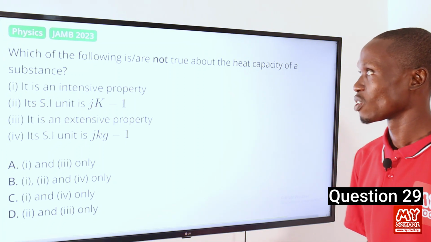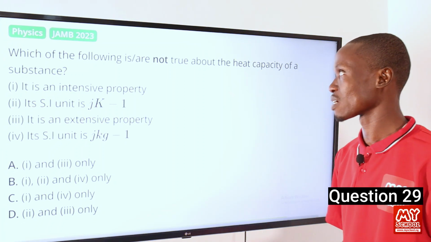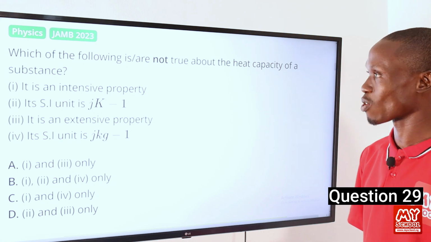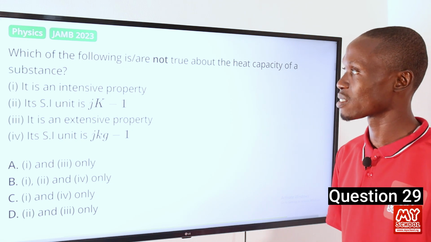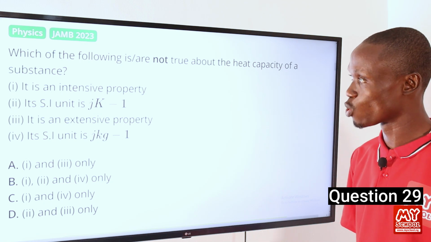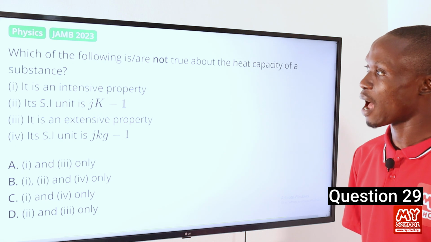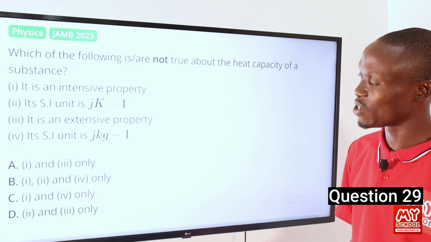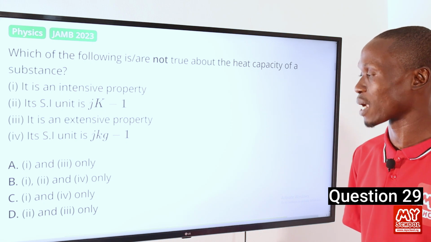Question 29. Which of the following is/are not true about the heat capacity of a substance? I, it is an intensive property. II, its SI unit is joule per Kelvin. III, it is an extensive property, while IV, its SI unit is joule per kilogram.